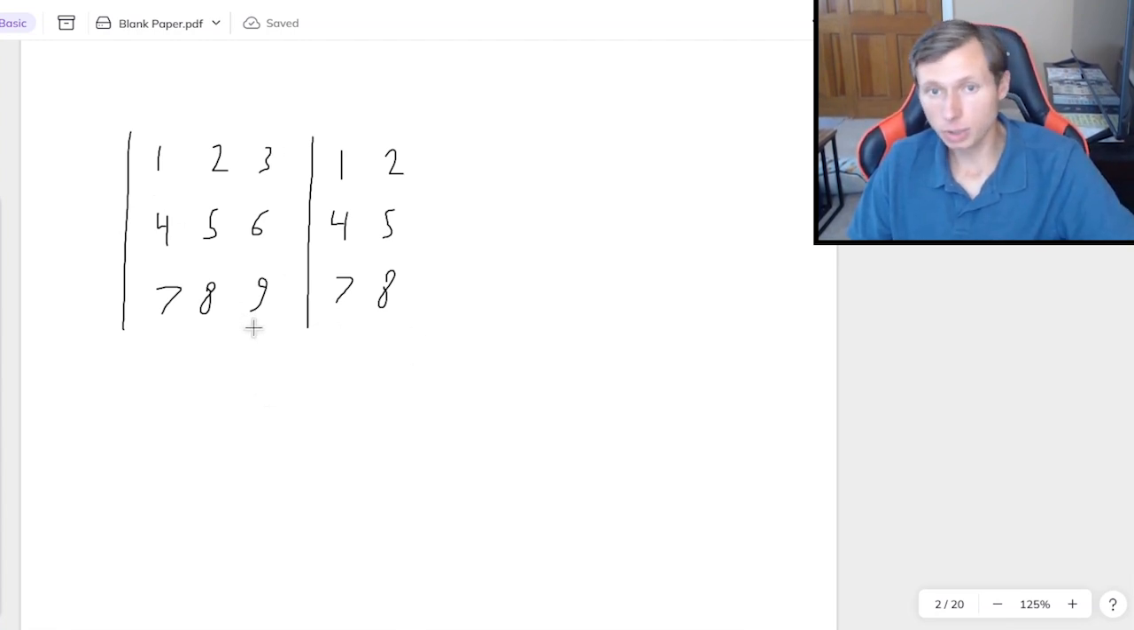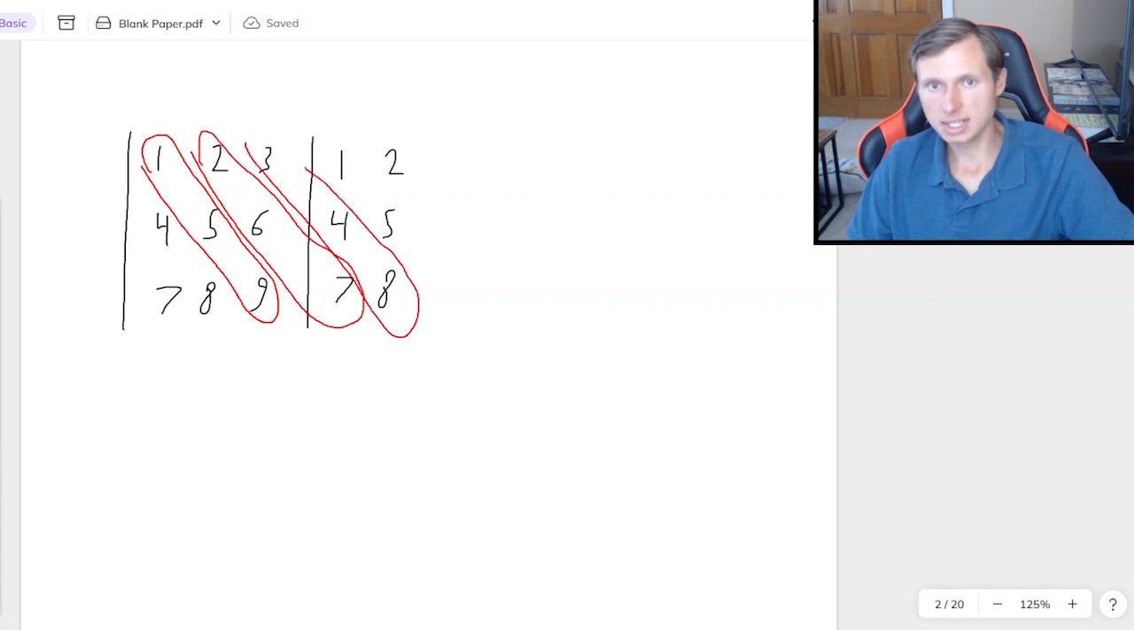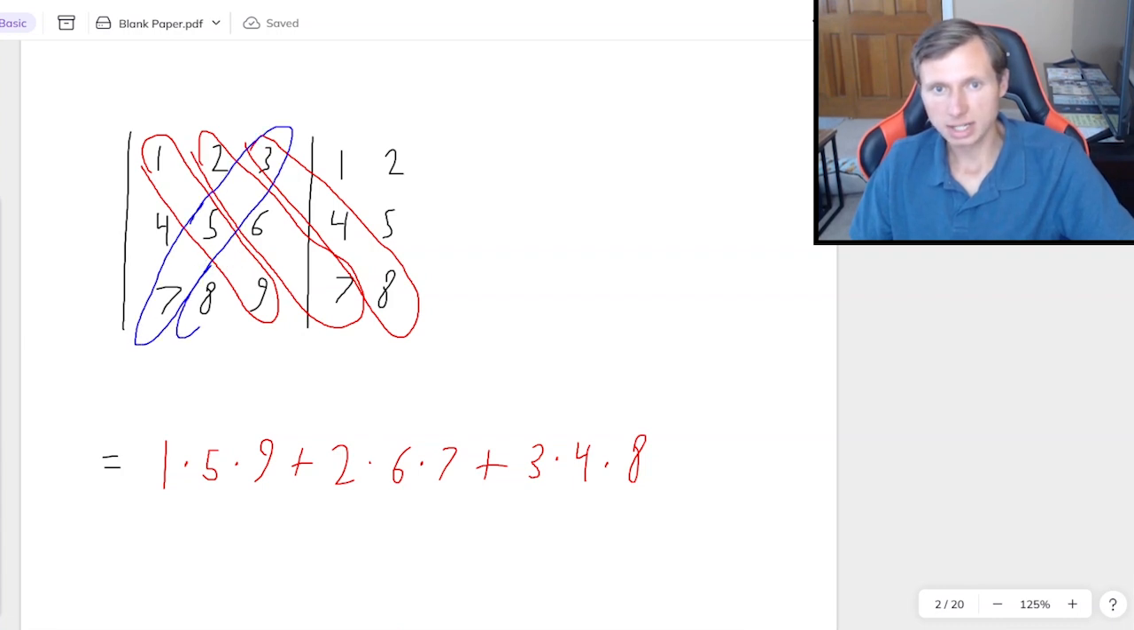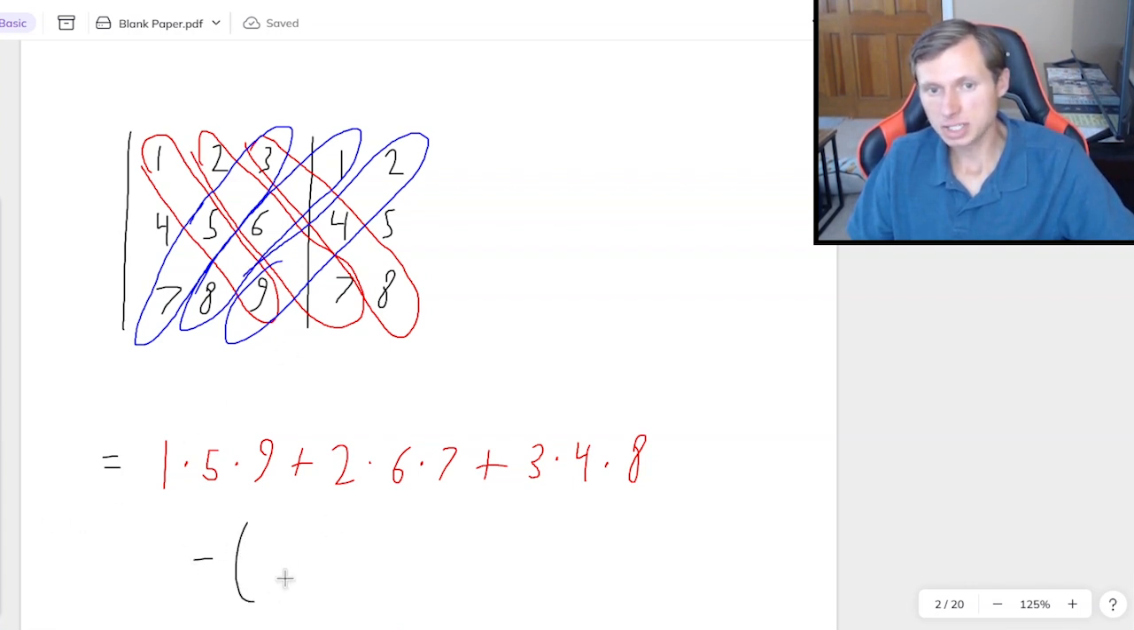But now what I'm going to do is go down the down-right diagonal, and it's going to be this plus this plus this. So in other words, 1 times 5 times 9 plus 2 times 6 times 7 plus 3 times 4 times 8. And then that's all going to be minus the other diagonal. So this, and this. And so in other words, minus quantity, 3 times 5 times 7, plus 1 times 6 times 8, plus 2 times 4 times 9.